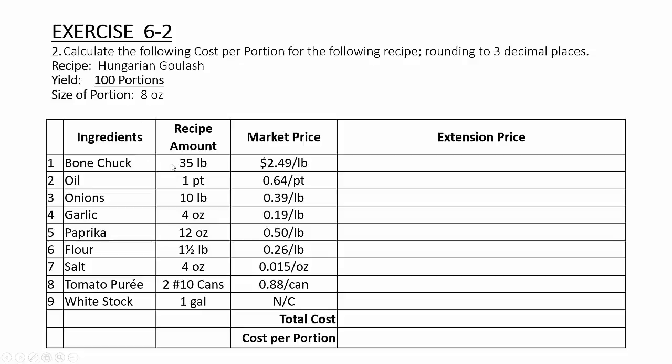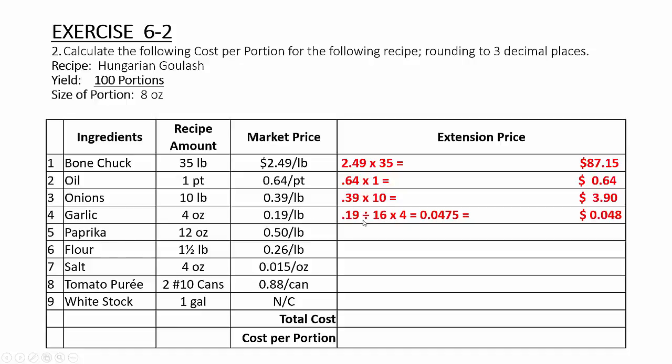So again, let's start with the bone chuck. We need 35 pounds. We paid $2.49 a pound. 2.49 times 35, $87.15 of bone chuck. Oil, we need 1 pint. It costs us 64 cents a pint. No brainer, still going to be 64. Onions at 10 pounds, 39 cents a pound. There's the price, $3.90. Garlic, we need 4 ounces. It costs 19 cents per pound. We got to do a little conversion here. 19 divided by 16, because there are 16 ounces in 1 pound.